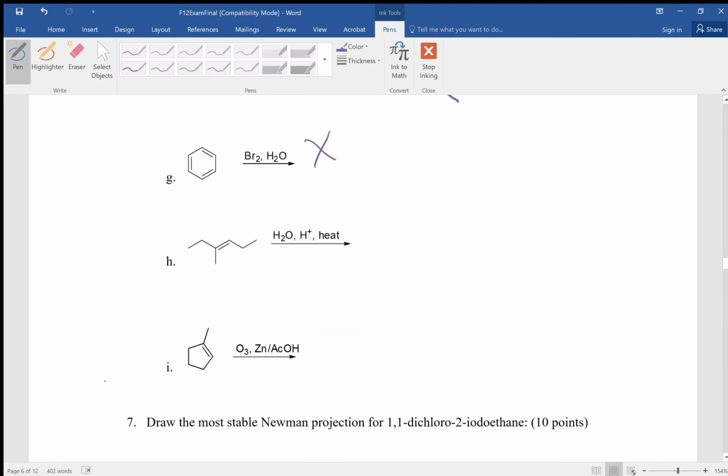Part H is a hydration under acidic conditions. That's a Markovnikov process. And so the OH goes to the more substituted carbon and the hydrogen to the less substituted carbon. And finally, part I is an ozonolysis reaction, and we recall that cleaves the alkene, and in doing so it forms a carbonyl on each side of the alkene and completely breaks the carbon-carbon bond to give us this product.